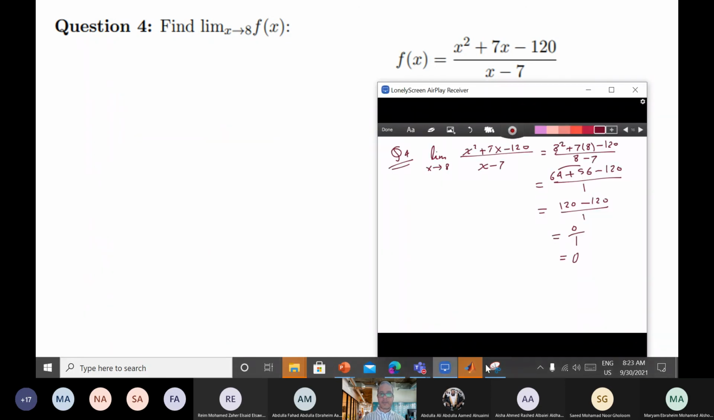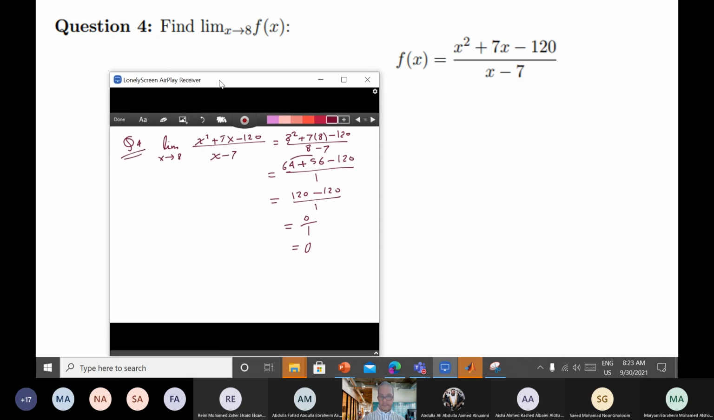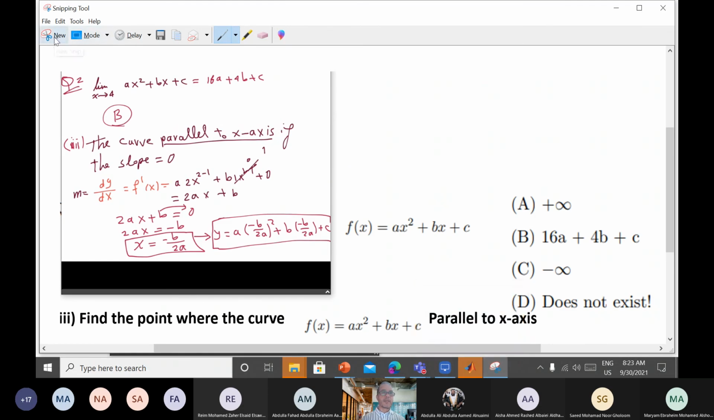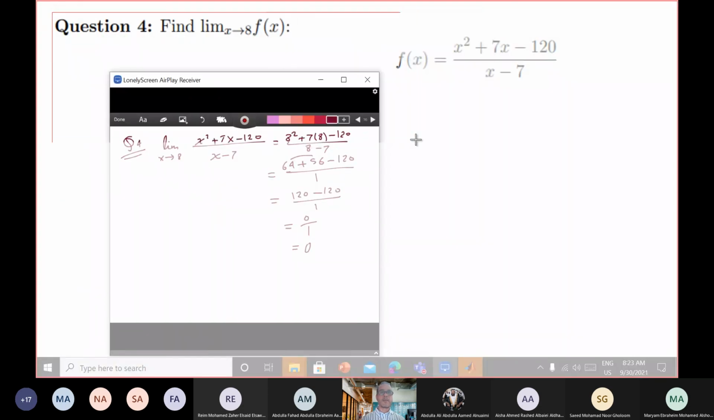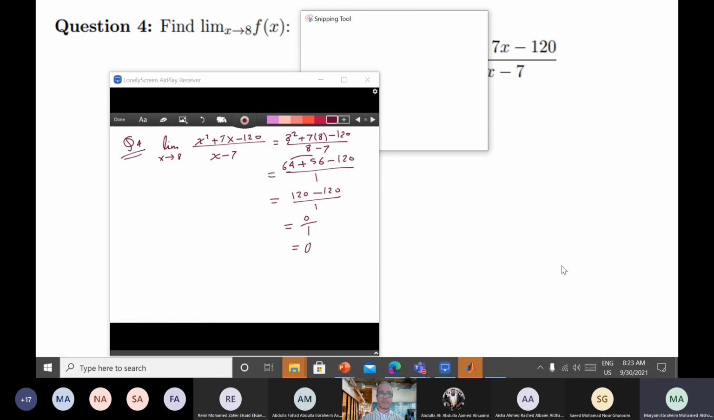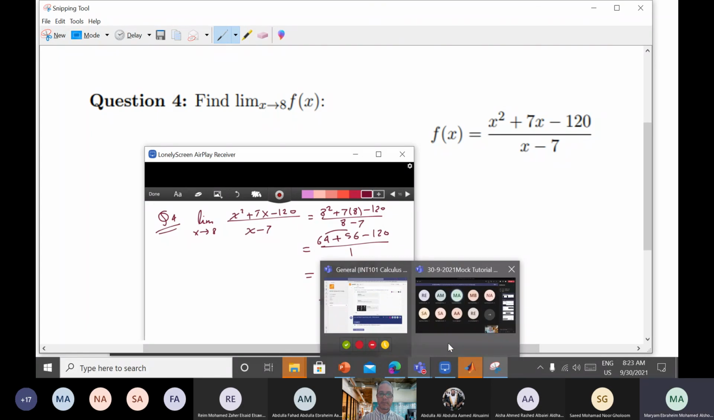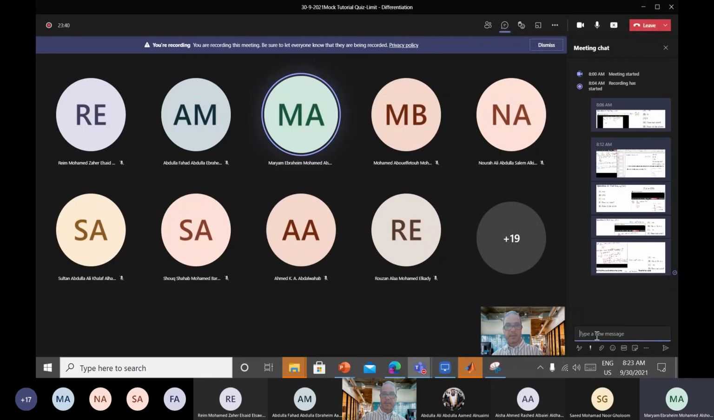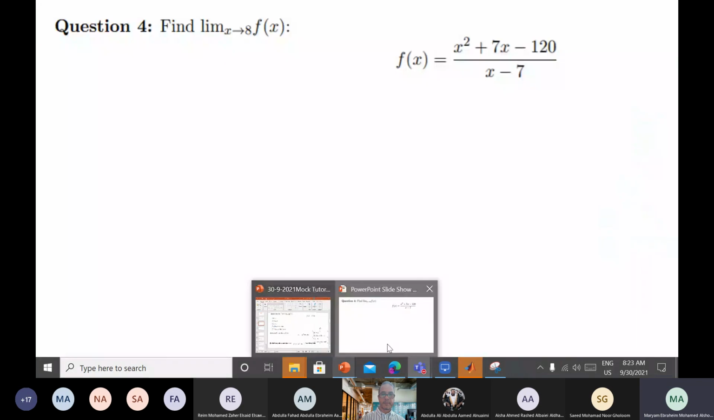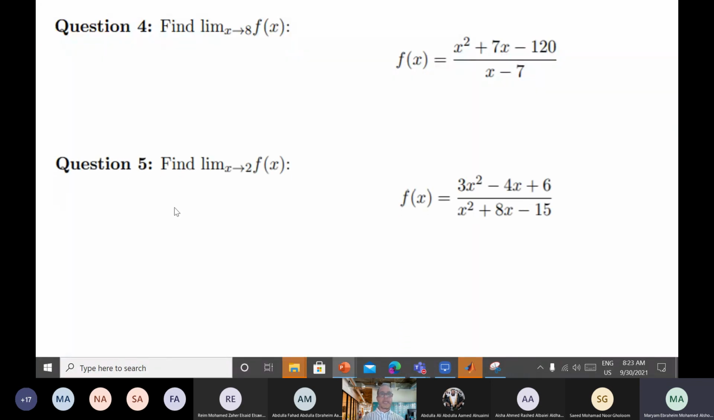Catch a screenshot for this one. Now I finish my turn. I will ask some of you to solve the next question. Can you find the limit for this one when x tends to 2?